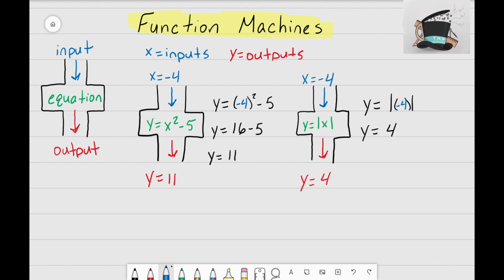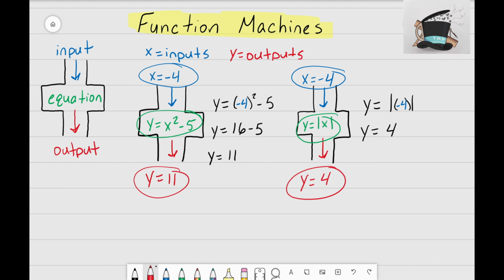So I wanted to do these two problems to show you that you can have the same inputs being dropped into function machines. But if the function machines have two different equations inside, like our examples do, then your outputs won't necessarily be the same. It's all dependent on the equation inside the function machine. Hopefully this was helpful and you could see, again, how function machines change our inputs to produce our outputs.